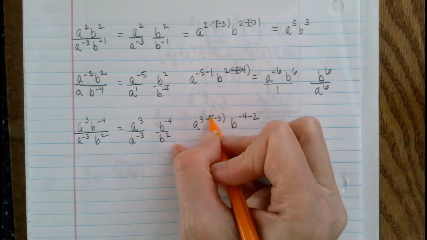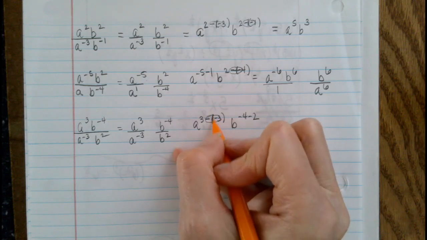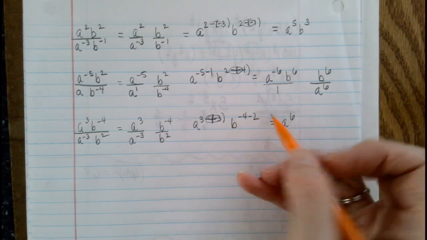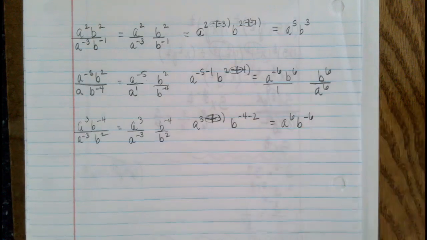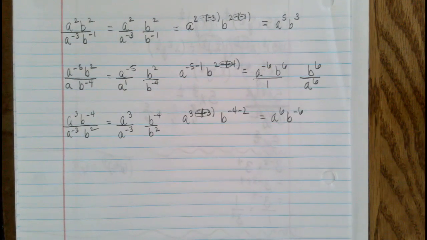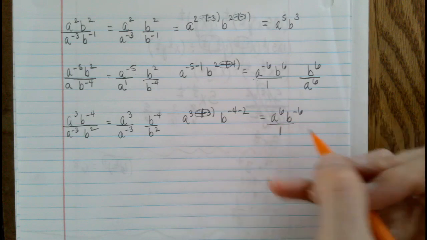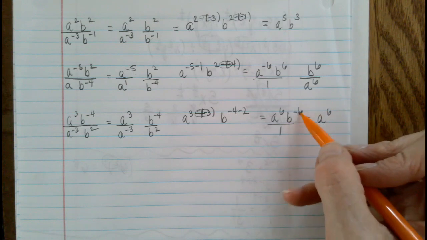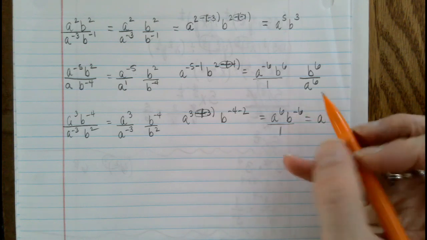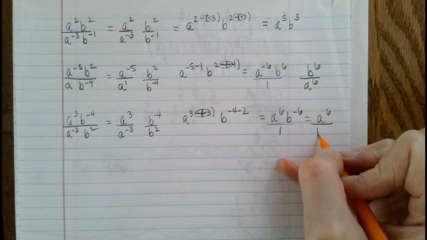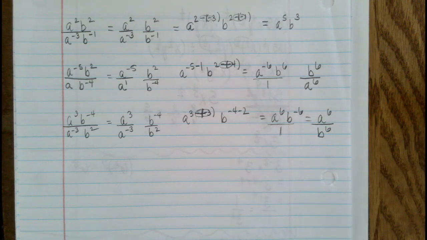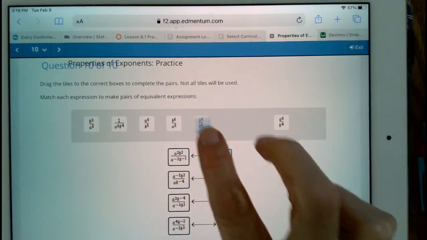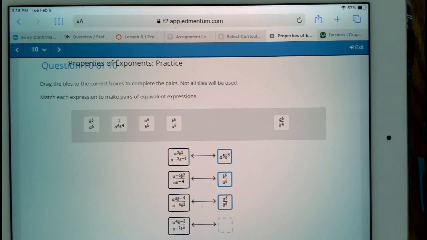So when we simplify here, double negative gives us a positive. So this becomes a to the 6th. Negative 4 minus 2 is negative 6. And very similar to the previous problem here, you can think of this as over 1. This time the a to the 6th isn't going to move. It's the variable that has the negative exponent that we're going to flip and change the sign on the exponent. So this time it's a to the 6th over b to the 6th. We go back to Edmentum, a to the 6th over b to the 6th.